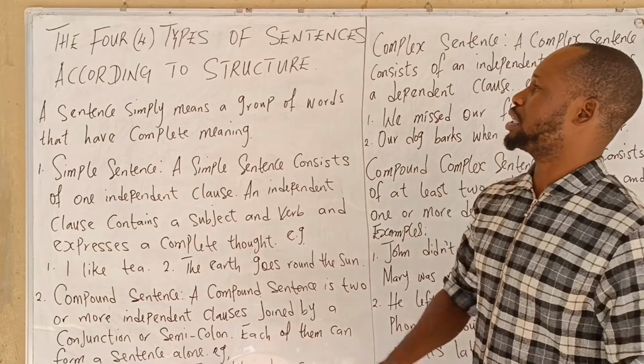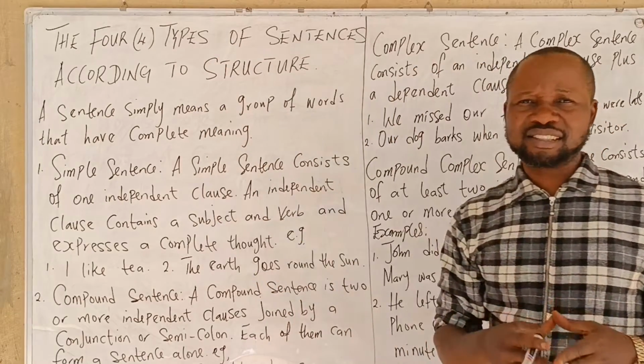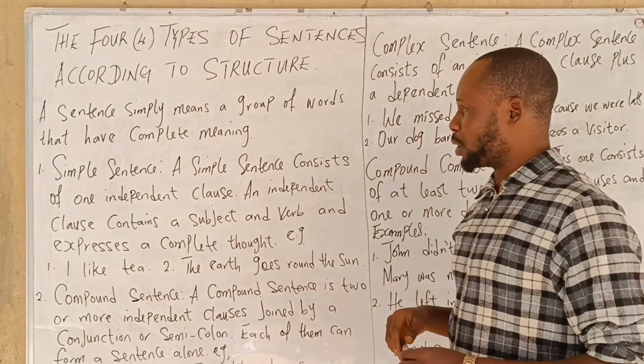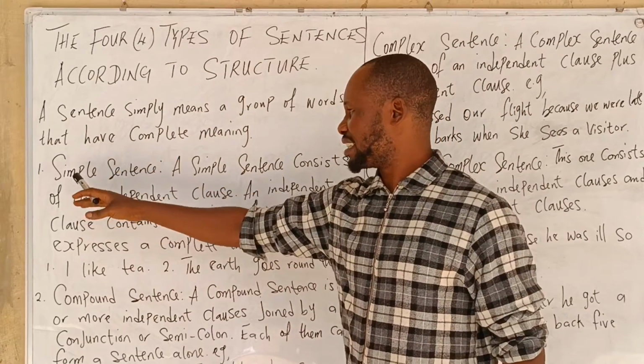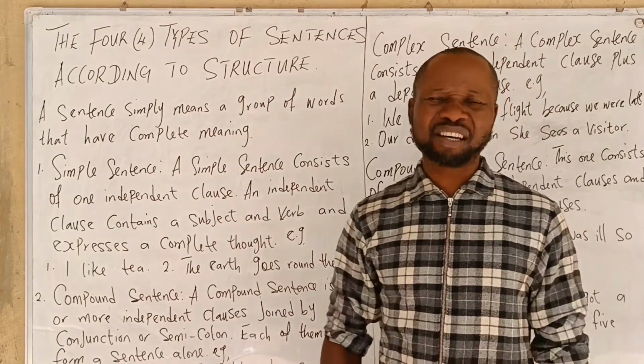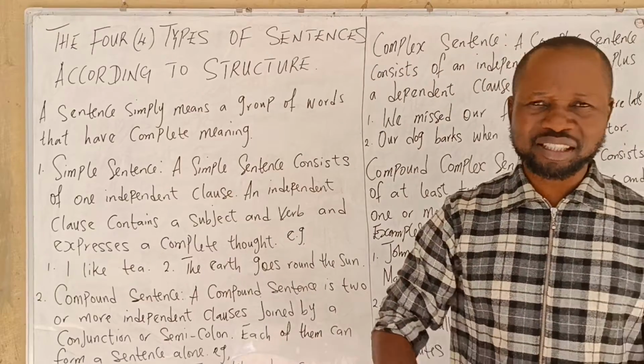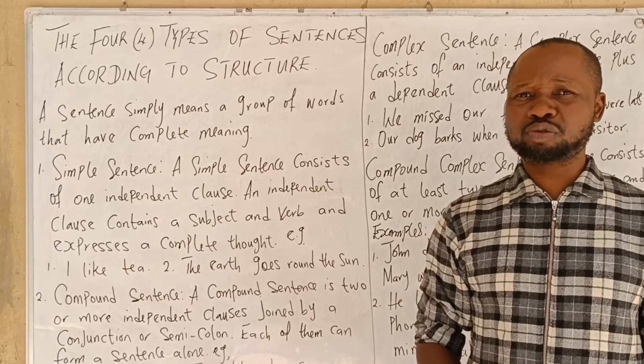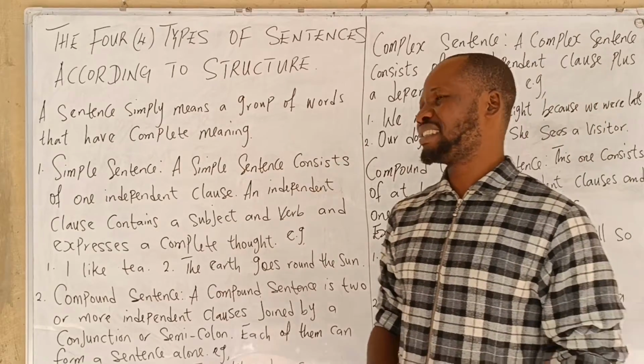Now, let's quickly go there. There are four types of sentences according to structure. So there are only four. Number one is what? A simple sentence. But before we talk about a simple sentence, compound, complex, and so on, it will be okay for us to define a sentence. What is a sentence?